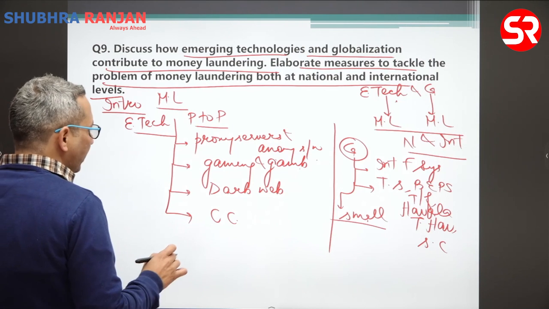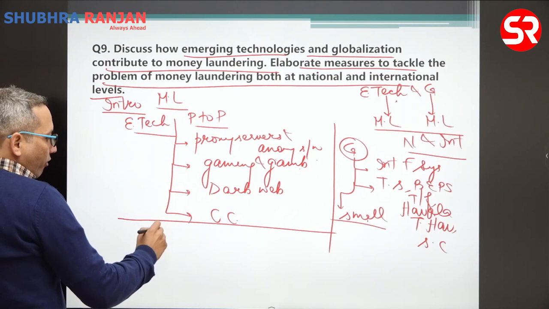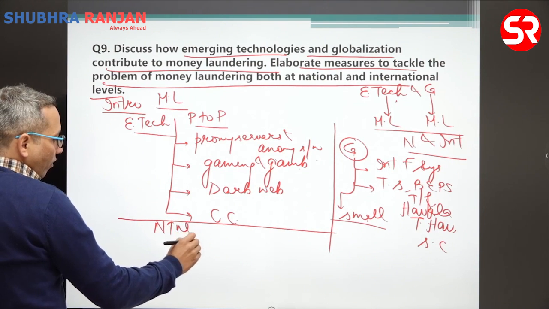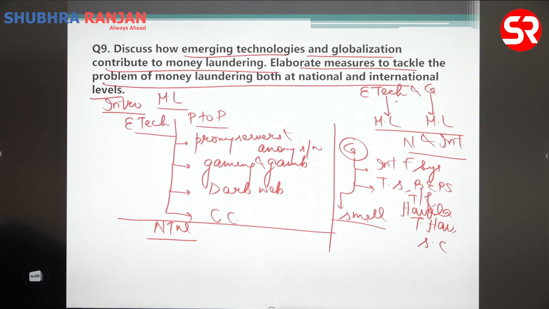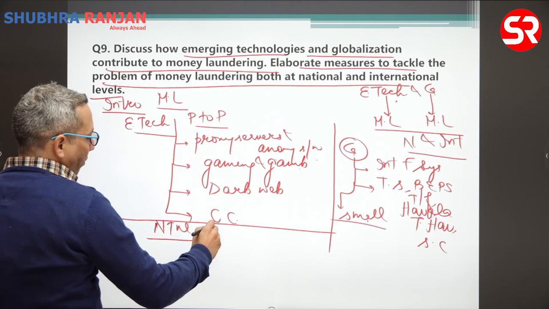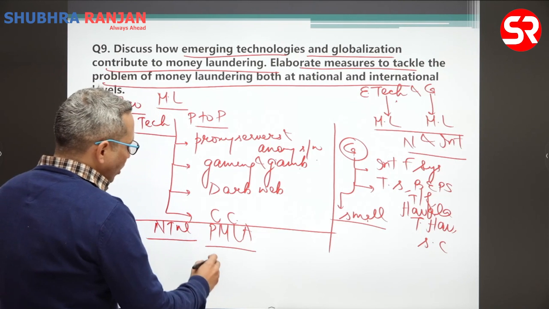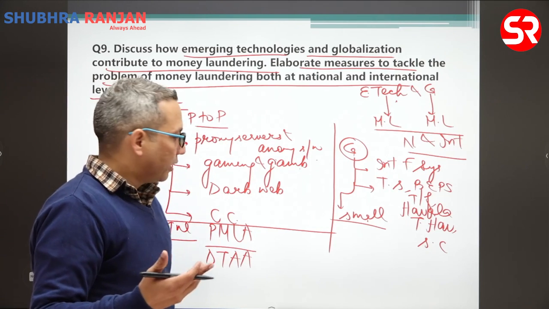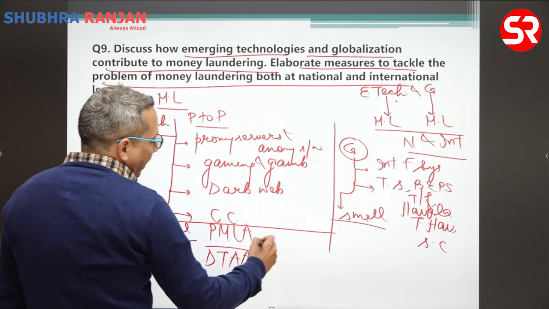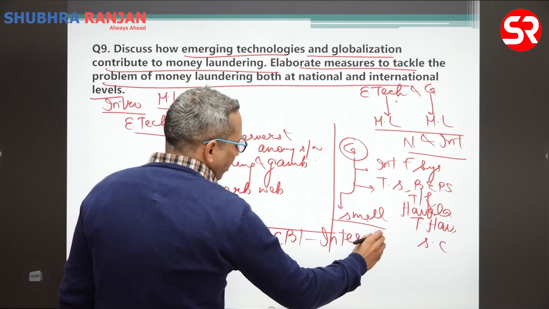Okay. Then what is being done at the national and international level? At the national level, we have the Prevention of Money Laundering Act 2002. India is also a signatory of DTAA with many countries, through which it is countering the money laundering problem. Then in India, the CBI always interacts with Interpol on how to counter money laundering issues.